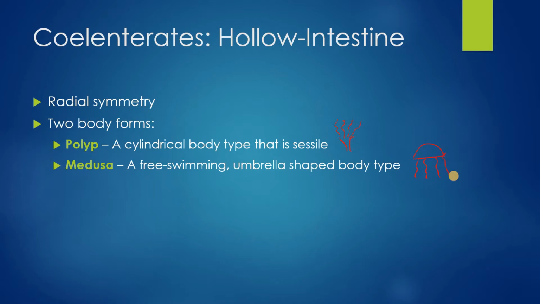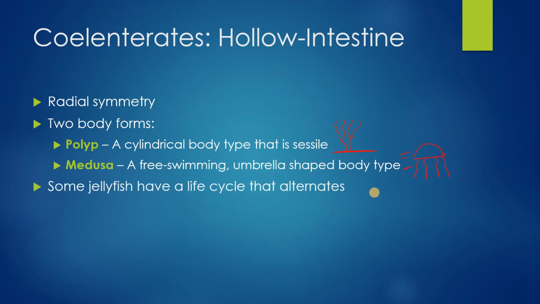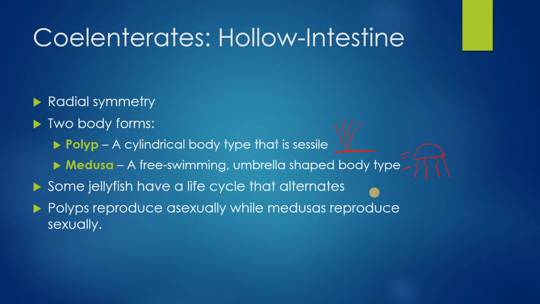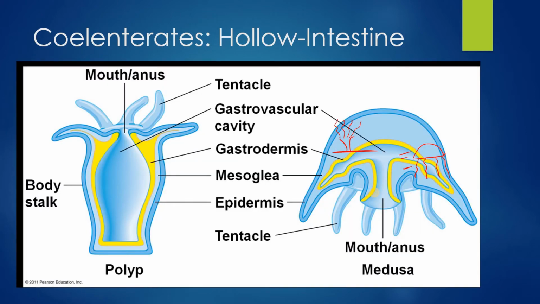So this one is on the ground. This one is moving through the ocean at the speed of sound. No, he's moving though. So you've got polyps, a cylindrical body type that is sessile, notice not moving, and then a medusa, a free-swimming umbrella-shaped body type. There's only two types, medusas and polyps. They actually can exist in either form. Some jellyfish have a life cycle that alternates. We call that alternation of generations. We'll come back to that. Now, polyps reproduce asexually while medusas reproduce sexually, so regardless of the form, they have their different ways of reproduction. So here's an example.